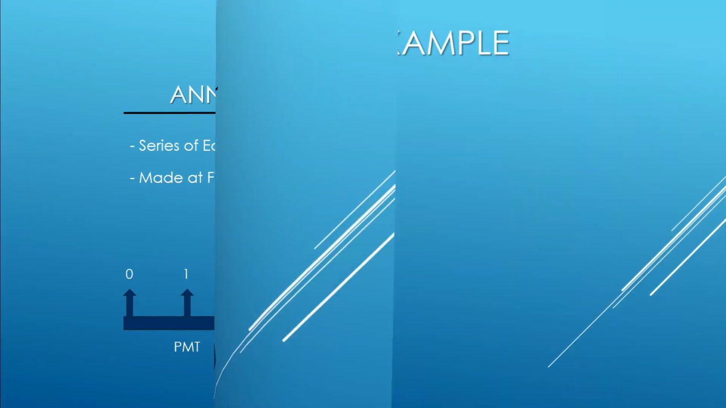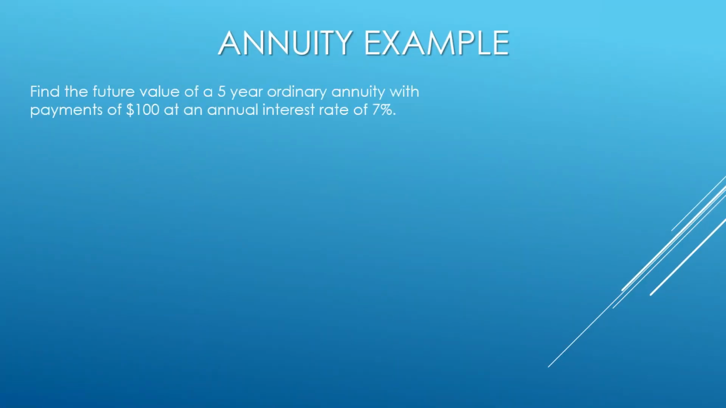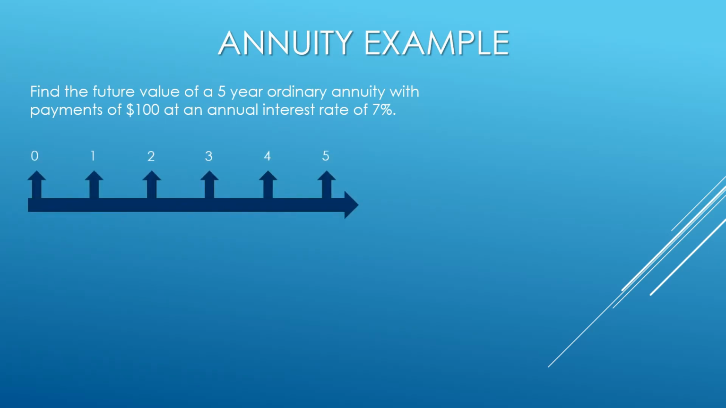Let's do a quick annuity example. Find the future value of a 5-year ordinary annuity with payments of $100 at an annual interest rate of 7%. So let's draw ourselves a timeline in which we have a present value of 0, n being the number of years, 5, our payments of $100 each year, and lastly, the interest rate you're going to earn over the course of each year, in this case 7%. I'm going to first show you guys how this process works by explaining each calculation.